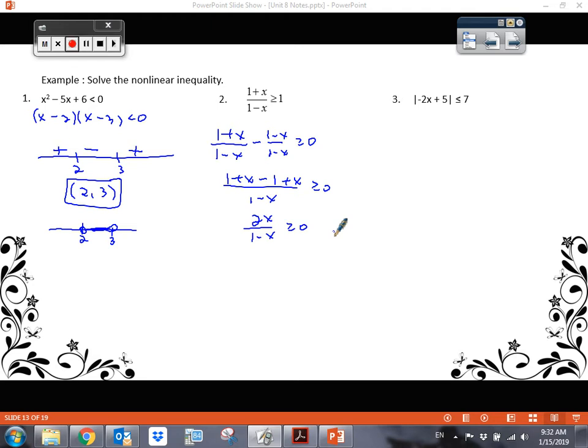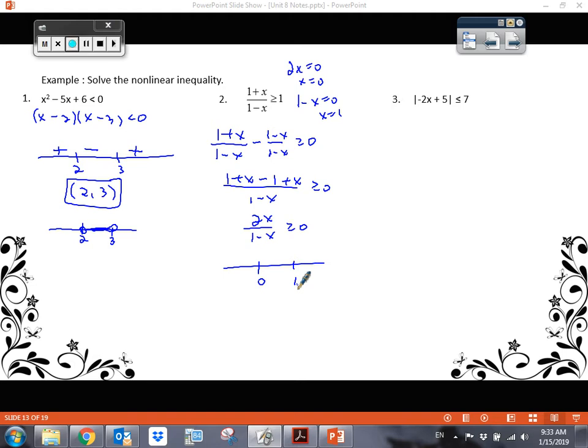So whatever is here, I would say 2x equals 0, divide by 2, so x is 0. Okay, 0 is going on the number line. I would say 1 minus x equals 0, so x is 1. So I have 0 and 1 on my number line. That's how I get them.